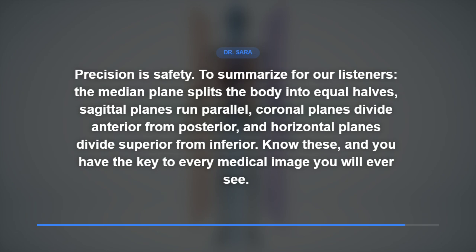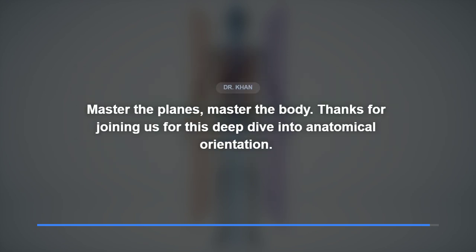To summarize for our listeners, the median plane splits the body into equal halves. Sagittal planes run parallel, coronal planes divide anterior from posterior, and horizontal planes divide superior from inferior. Know these, and you have the key to every medical image you ever see. Master the planes, master the body.